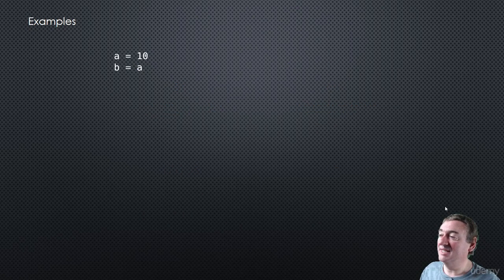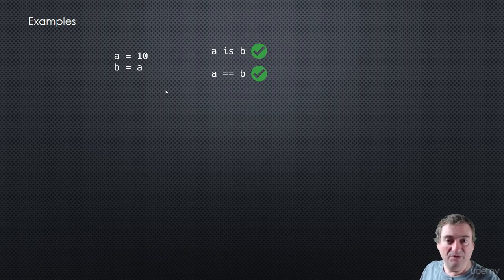Okay, so let's look at some examples. Let's say we have a = 10 and b = a. So we've created a shared reference here. Let's look at how each of these will evaluate. a is b, well, that's going to return true. It's a shared reference, it's got the same memory address. But a == b will also return true because both a and b are integers that contain the value 10. So in terms of values, they're equal.